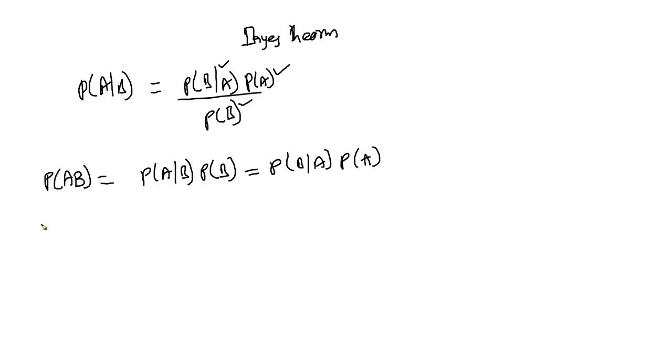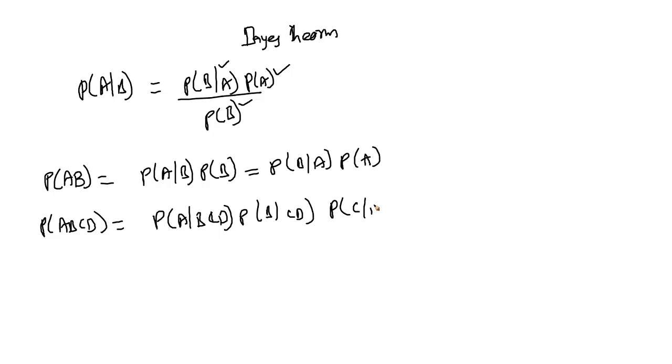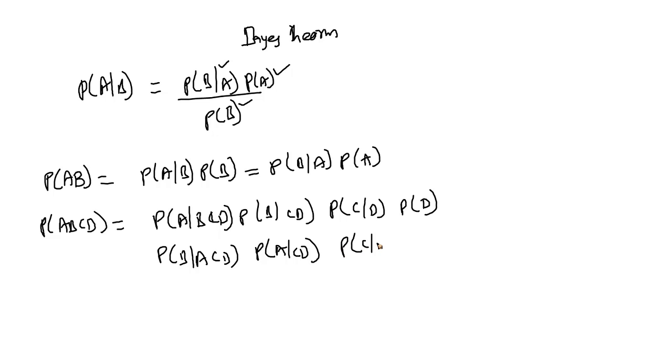So let's look at a little bit of an extension of this chain rule. It's a probability of A, B, C, D, which can be expressed as probability of A given B, C, D times probability of B given C, D times probability of C given D times probability of D. Right. So in this we assume that there is actually no order here. So we could have simply written the same equation as probability of B, C, D times probability of A given C, D times probability of C given D times probability of D.